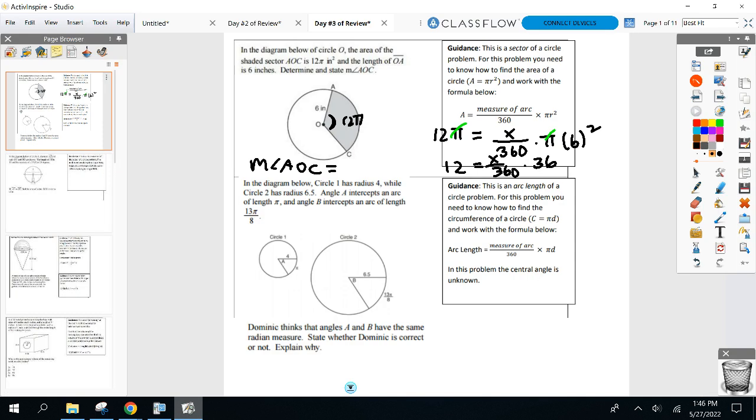So that eliminates that 360 on the right side. Oh. So you should just have 36x equals that. See that? All right, so go ahead, finish it up, and give me the angle. 120. Good job.